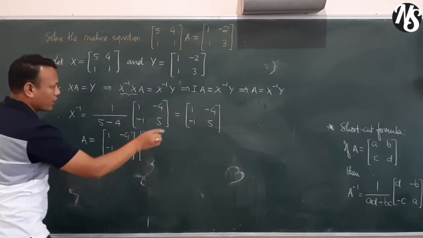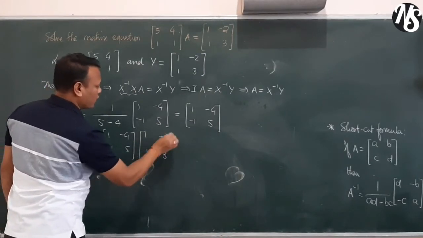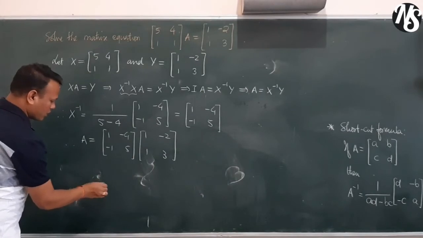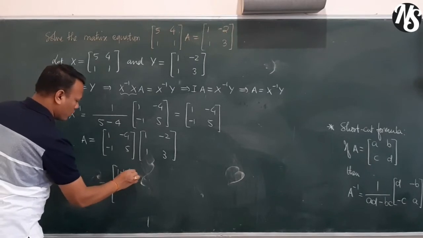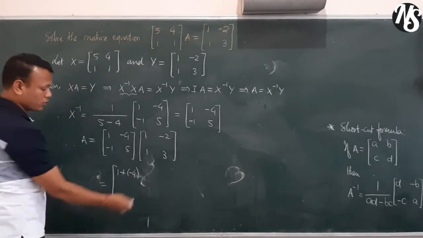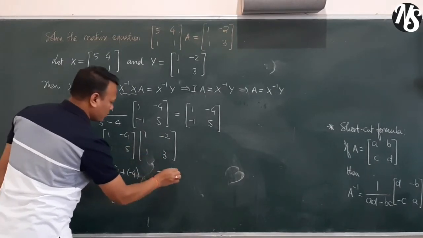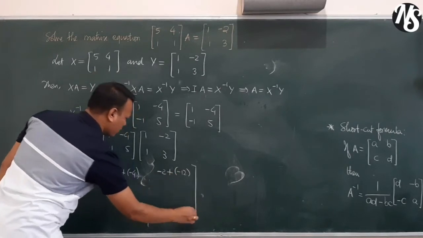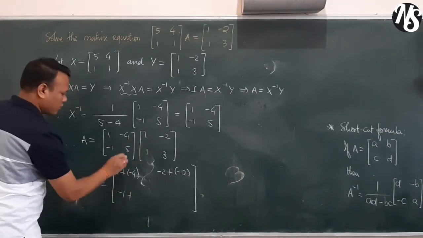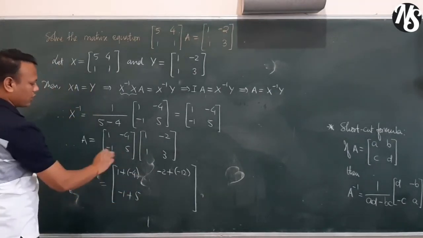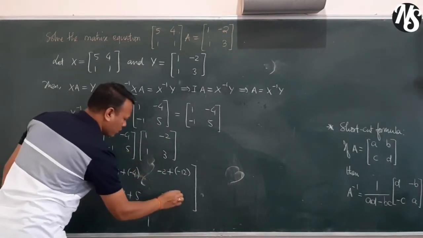Okay, and what is your Y? Your Y is 1, minus 2, 1, 3. Okay, quickly multiply this and check. Alright, so we have 1 into 1 is 1 plus minus 4 into 1 is minus 4. First row, second column, that is 1 into minus 2 is minus 2 plus minus 4 into minus 3 is minus 12. Second row, first column gives me minus 1 into 1 is minus 1 plus 5 into 1 is 5. Okay, second row, second column: minus 1 into minus 2 is 2 plus 5 into 3 is 15.